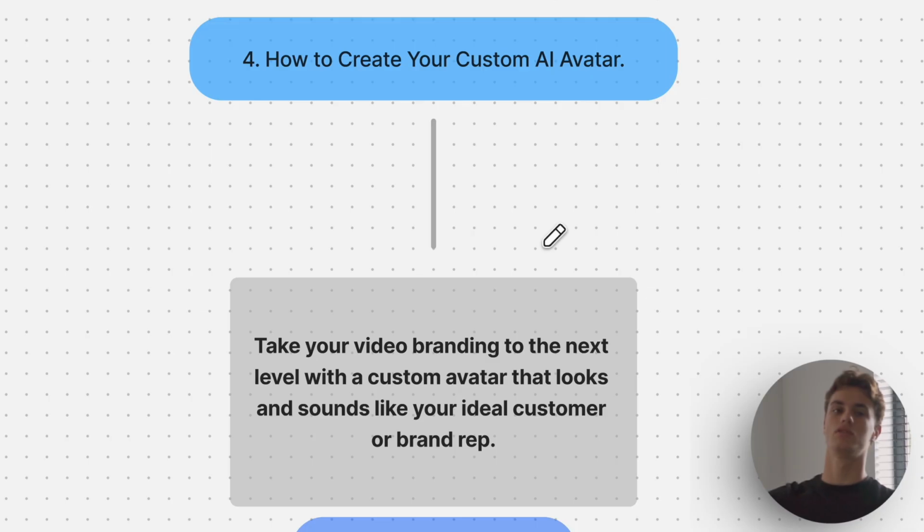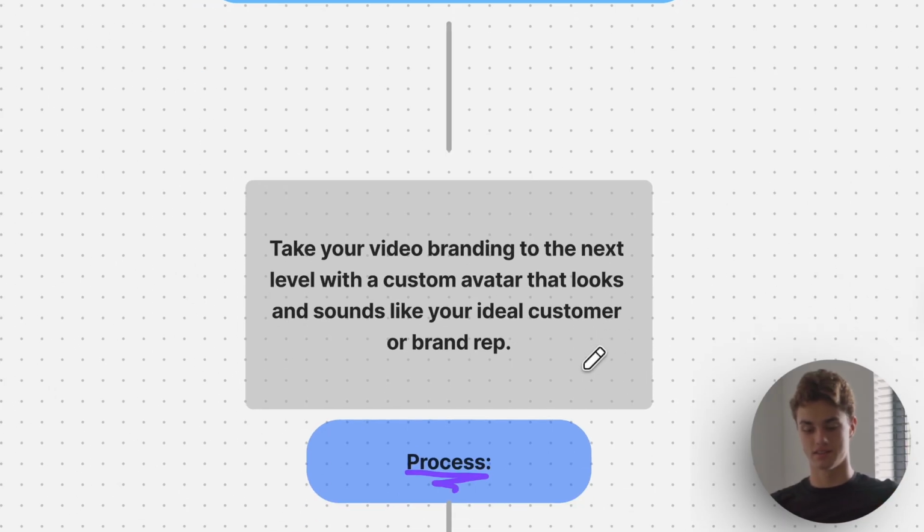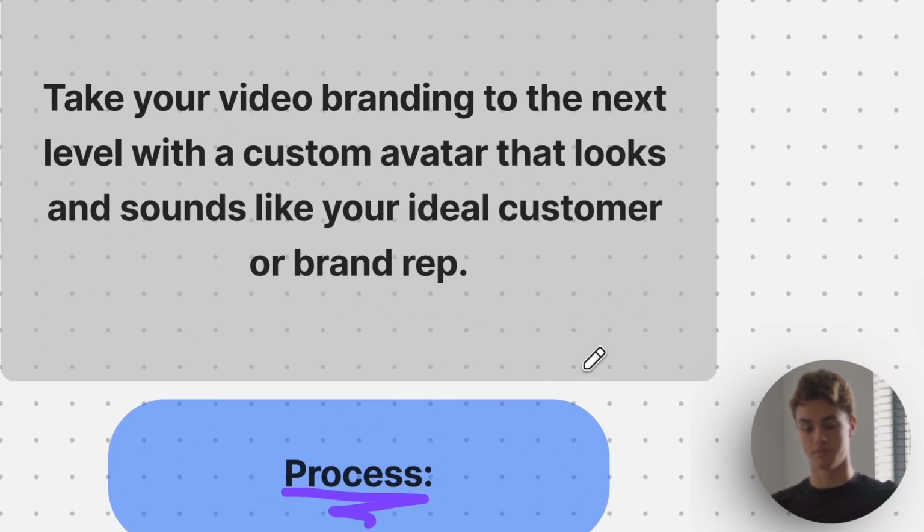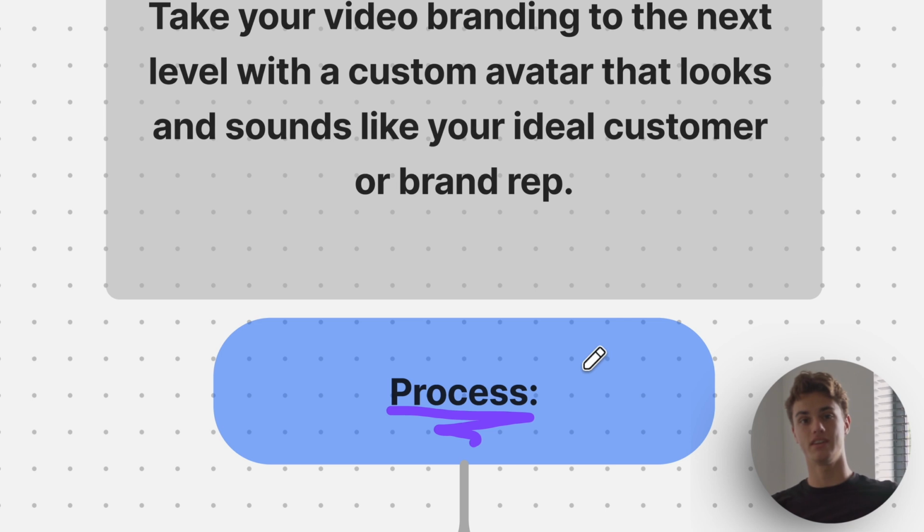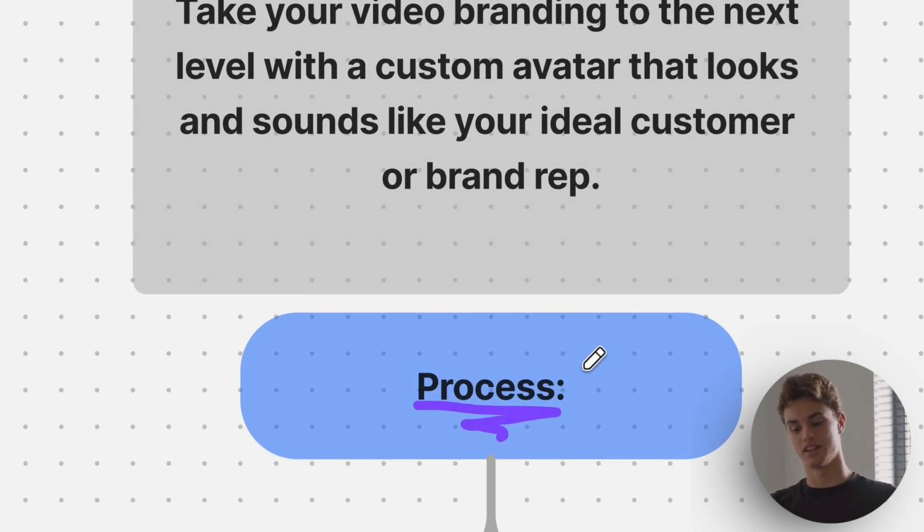Let's say you don't want to use one of the 150 different AI UGC characters that they give you as a preset. You can take your branding to the next level and literally make your own custom avatar. You can even take yourself and make yourself into AI UGC, which is absolutely wild.